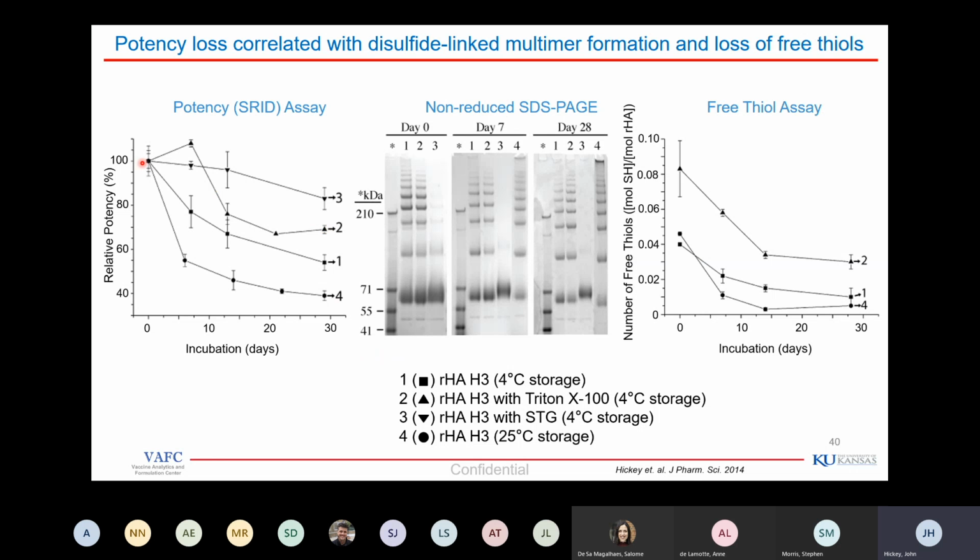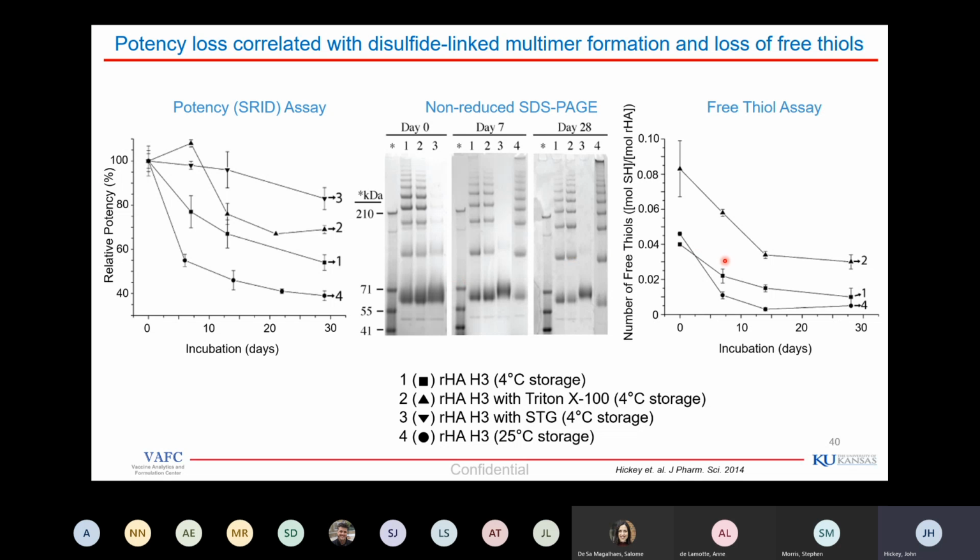However, if we add in a mild reducing agent, known as STG, this does help mitigate some of this potency loss. And what was interesting by SDS-PAGE, even at T0, we can see this laddering effect. And then under these mild reducing conditions with STG, this laddering effect goes away, and we're primarily observing monomers, dimers, and a few higher order species.